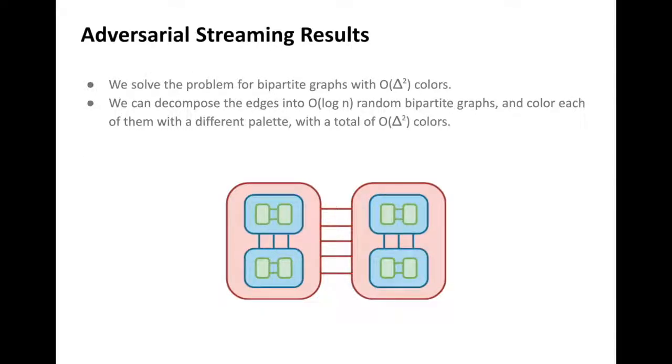To generalize this to a general non-bipartite graph, we essentially just consider random bipartitions of the graph into log n levels and use the algorithm on each level independently from all the other levels.